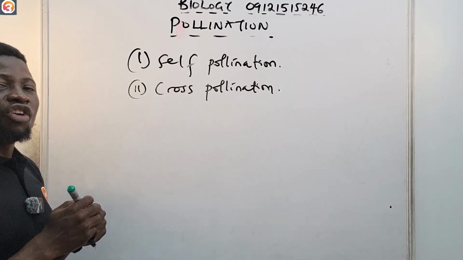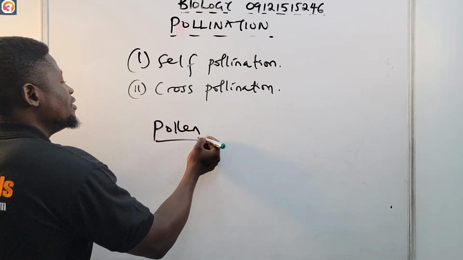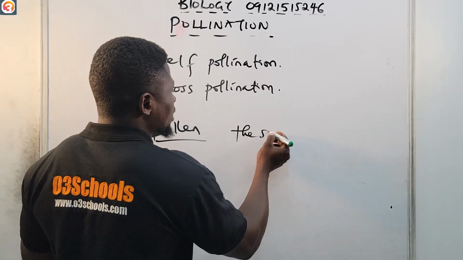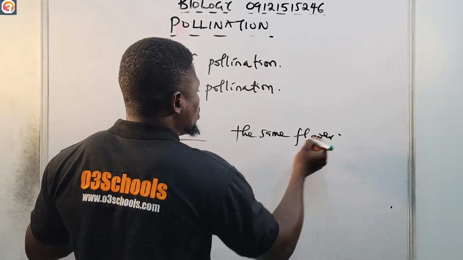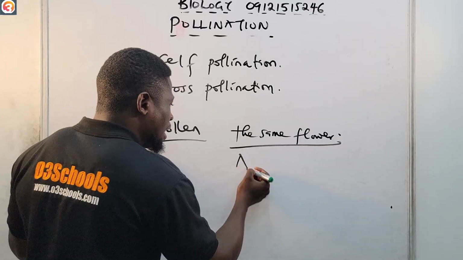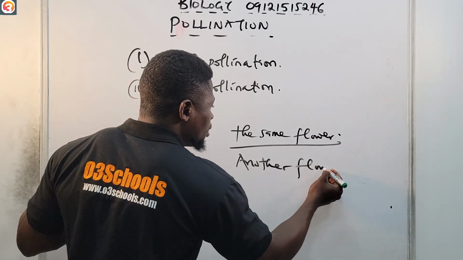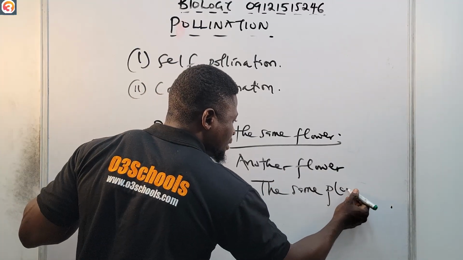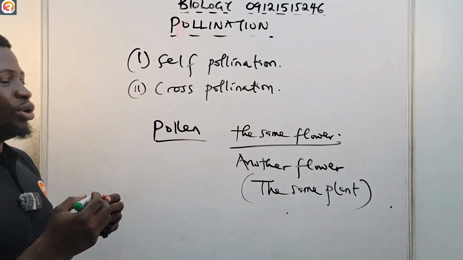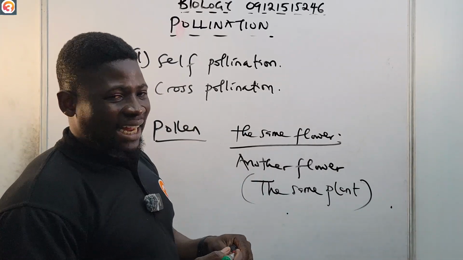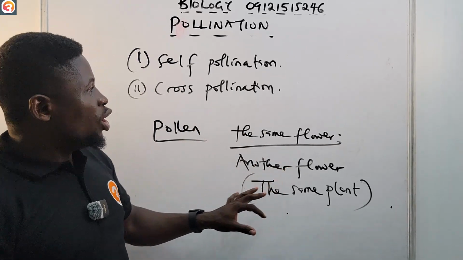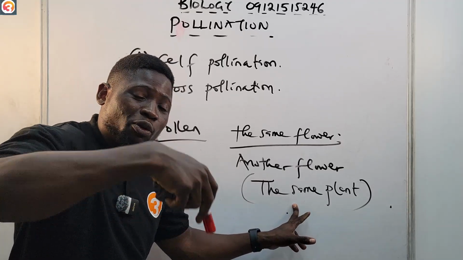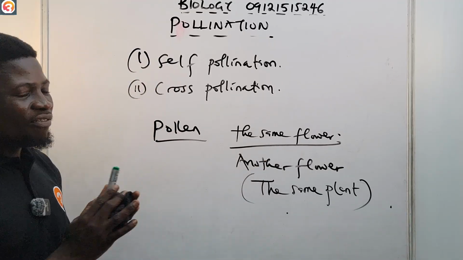Self-pollination is the transfer of pollen from an anther to the stigma of the same flower, or to another flower, but on the same plant. It has to be the same plant. So that is self-pollination: the transfer of pollen from an anther to the stigma of the same flower, or the transfer of pollen from an anther to the stigma of another flower, but still on the same plant.